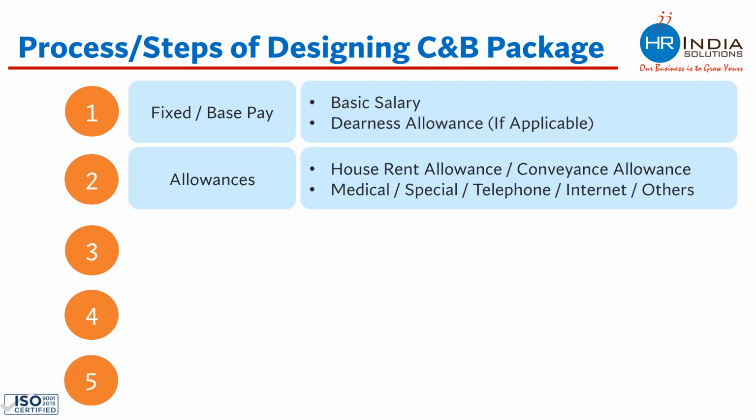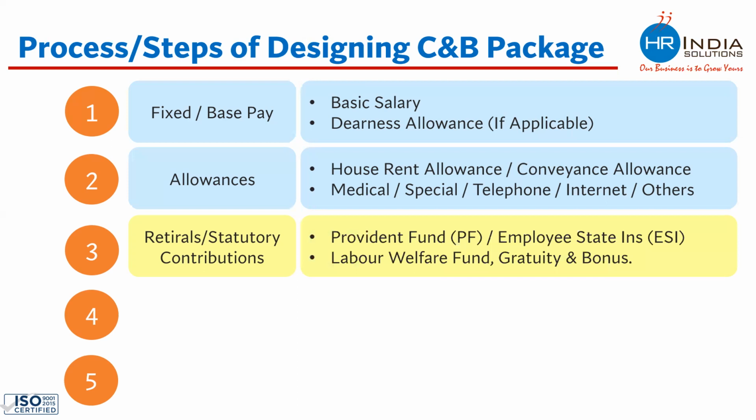Once you are done with these two steps, third step is to calculate the cost of retirals and statutory contribution. This is not something which you decide. This comes from the labor law point of view, and you simply calculate what would be the cost of the company, how much company would be contributing to government for the employees. The various contributions which are paid by company to government every month is provident fund. Companies pay every month. Companies also contribute to employee state insurance. Labor welfare fund is something which is applicable in limited number of states. Wherever it is applicable, every month or every quarter, company pays to government.